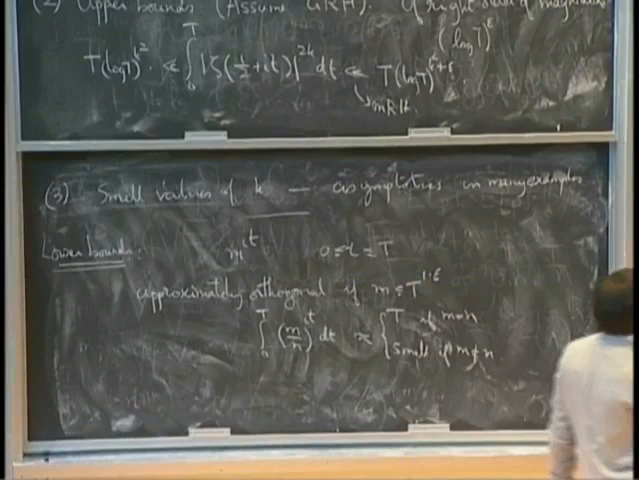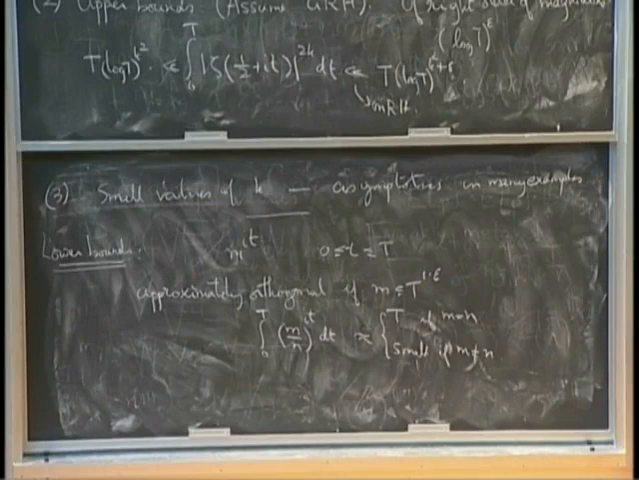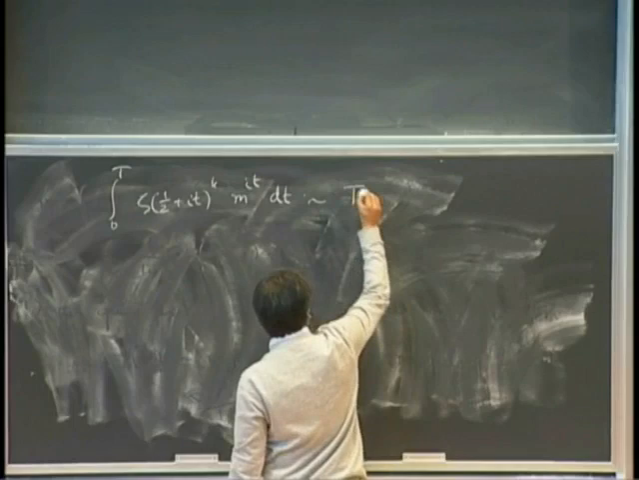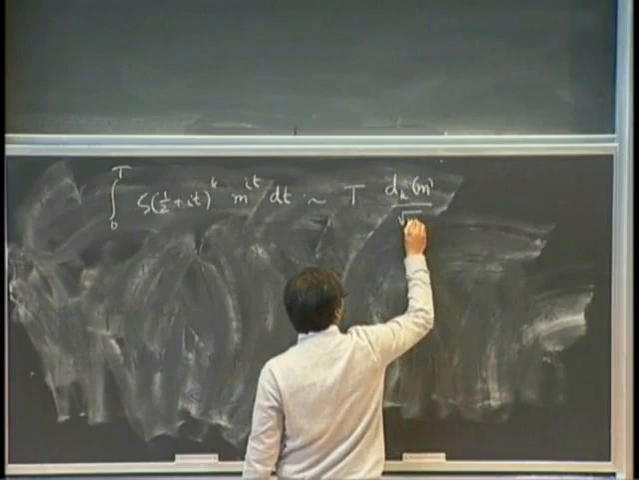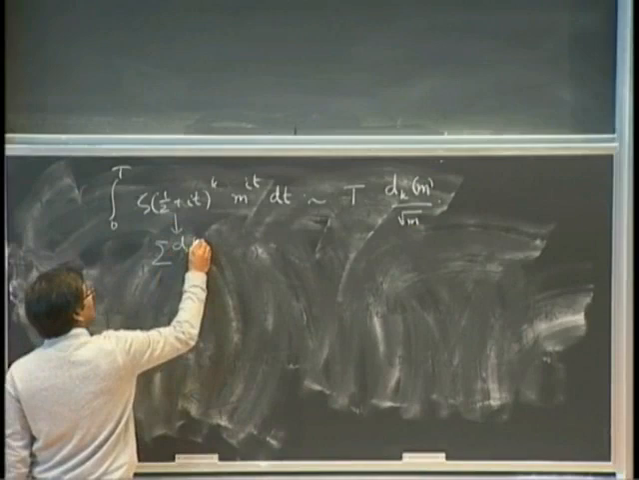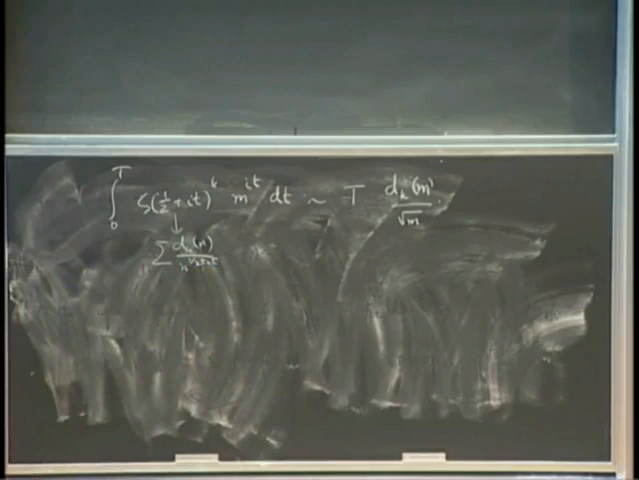zeta of half plus it to the k times m to the it, let's say, dt. And then this should be something of size t times the k divisor function d_k of m over square root of m. Okay, so if you just pretend that I can write this as d_k of m over n to the half plus it, and then just use the fact that you have this orthogonality.